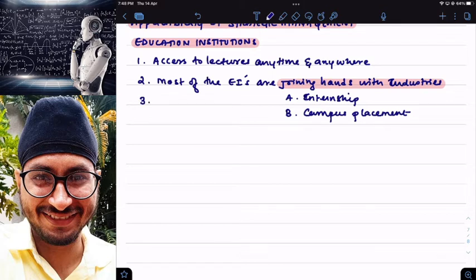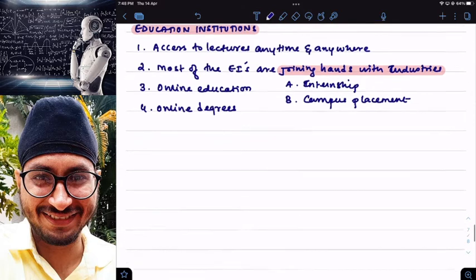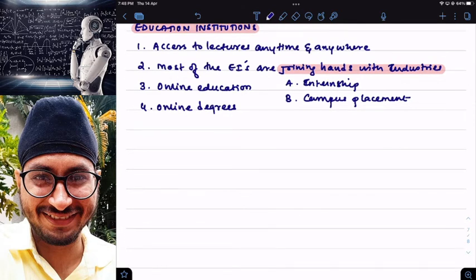Then example number three, online education, sir. Nowadays, education institutions are also providing online education in addition to offline education. Plus, they are also offering online degrees. Online degrees are provided by many universities. Here, you can do a job also; along with working, you can also study, right?